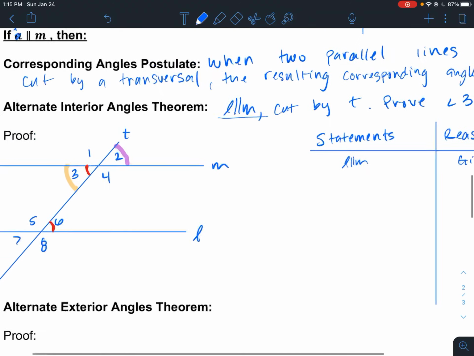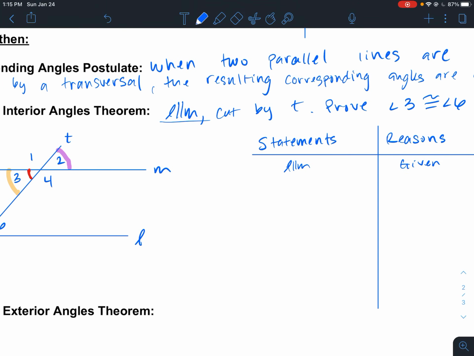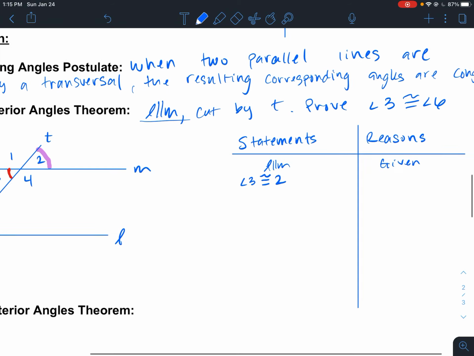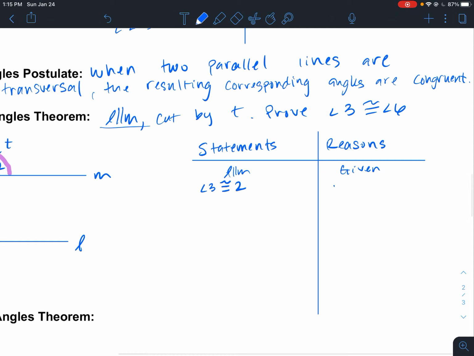So let's write that down. I know that angle 3 is congruent to angle 2, and I know that because they are vertical angles. And vertical angles are congruent. I could probably give myself a little bit more space between these. Okay.